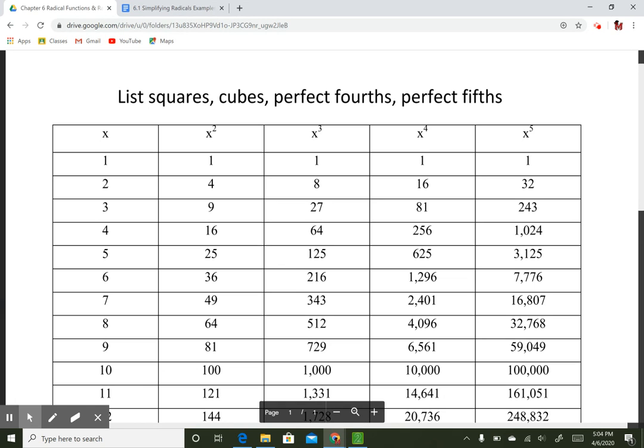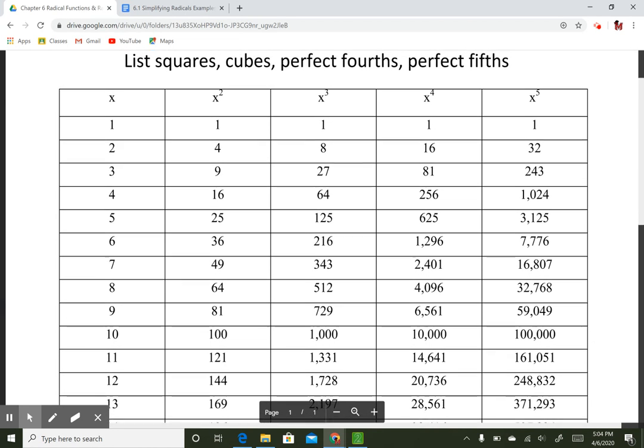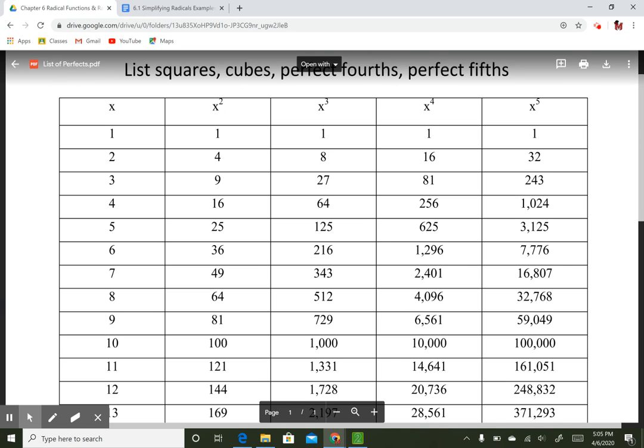So what we need for this is one of these lists of perfect squares and cubes and fourths and fifths. All of you have this. I've given this to you. If you lost it, don't worry, I put it on Google Classroom for you there. In these two examples, we're going to deal with the x to the third column, the x squared column.